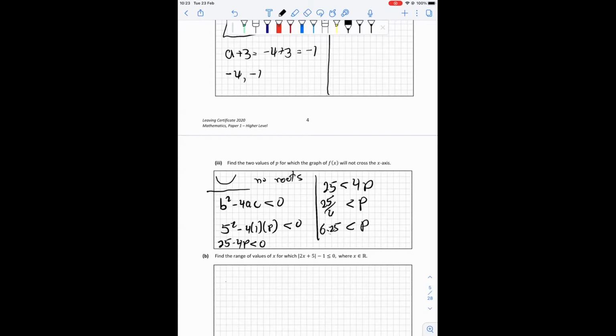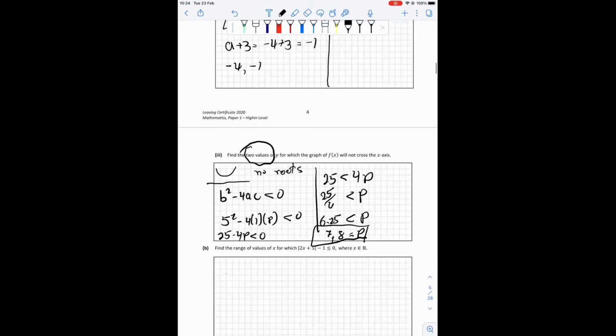Remember at the beginning of the question, they said that p has to be a whole number. So p can be 7 or can be 8. These are the options for p. They say find 2 values for p. So we did find 2 values. P can be 7 or p can be 8.